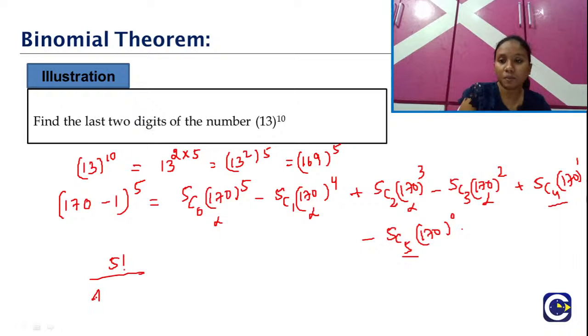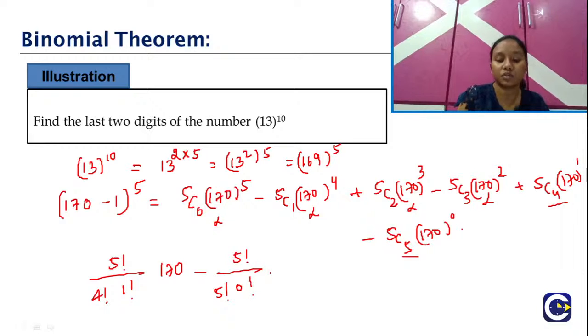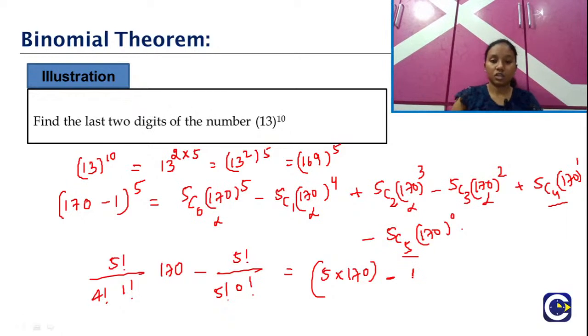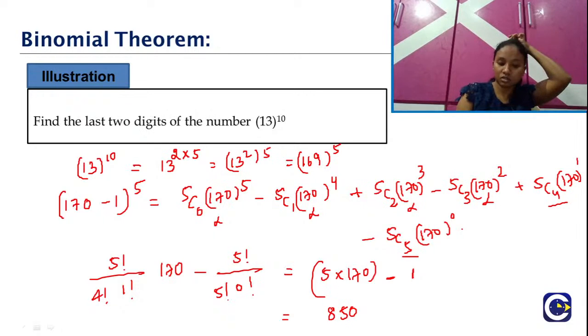5 factorial by 4 factorial, 5 minus 4 is 1 factorial, into 170, minus 5C5, that is 5 factorial by 5 factorial, 5 minus 5 is 0 factorial, 170 power 0, it will be 1, right? So here this will be 5 into 170 minus 1. So figure out 5 into 170, 850, minus 1, that is 849.